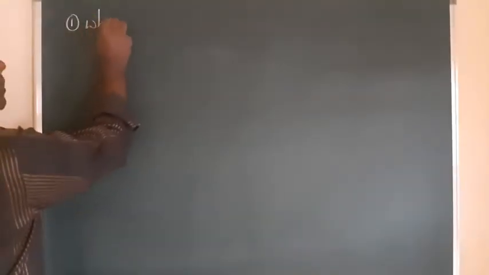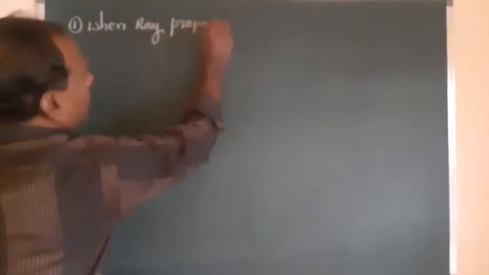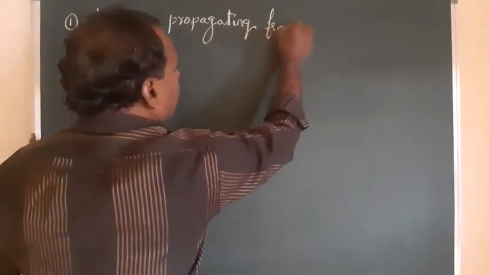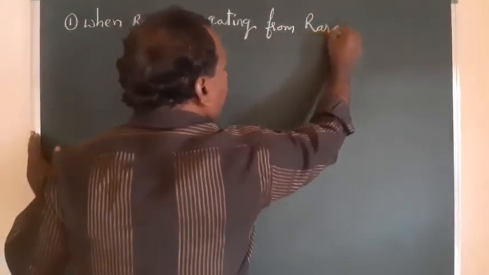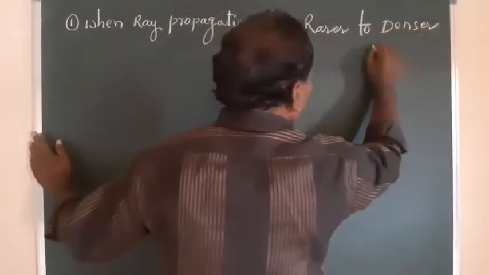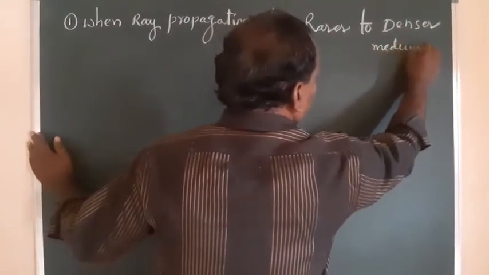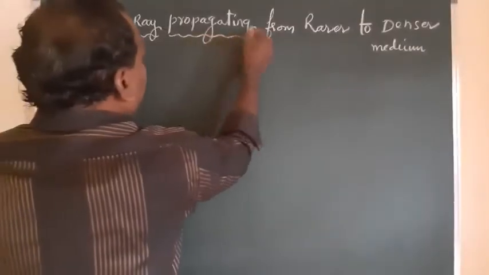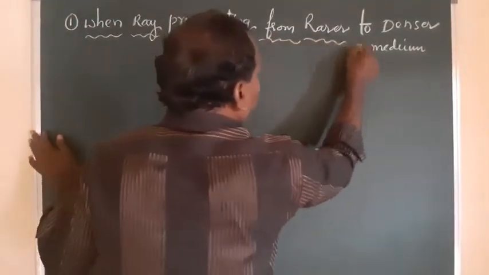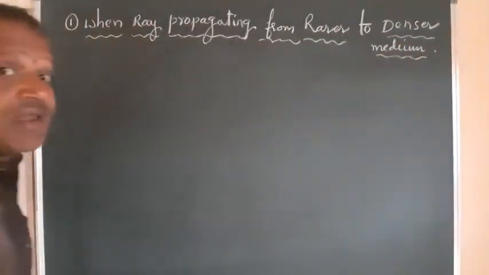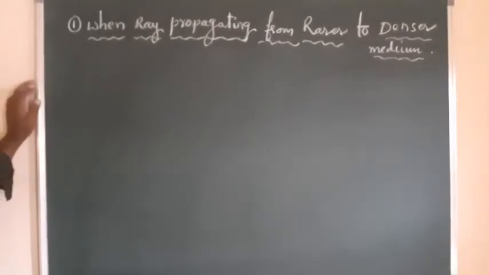When a ray is propagating from rarer to denser medium, then which side can it be bent? So this is the condition we are taking. That is, there are two mediums, one is a denser medium and another one is a rarer medium, but the ray is propagating from rarer to denser medium. Then which side can it be bent?